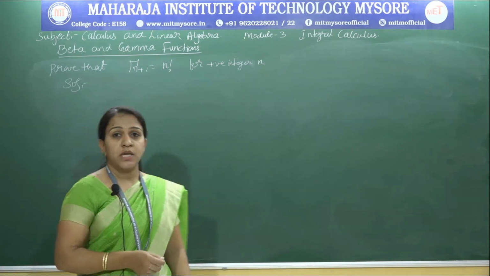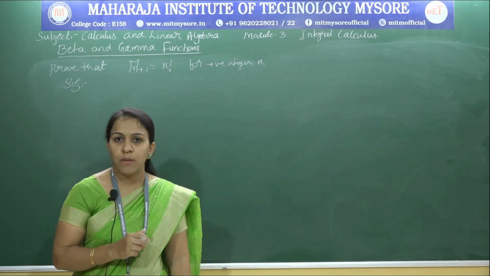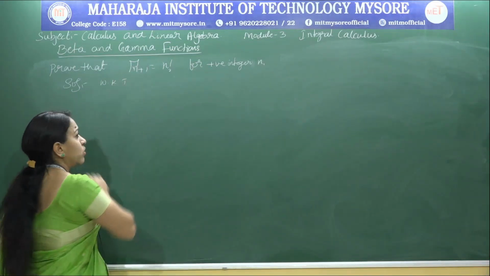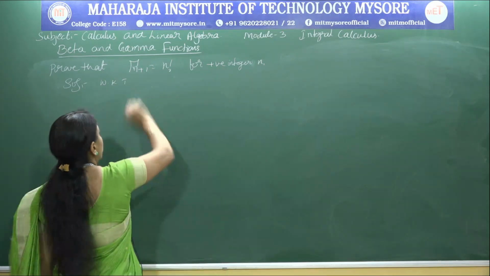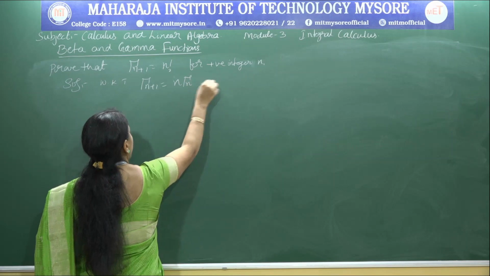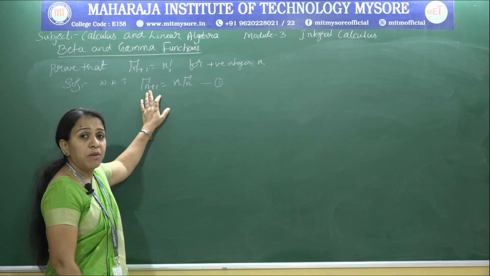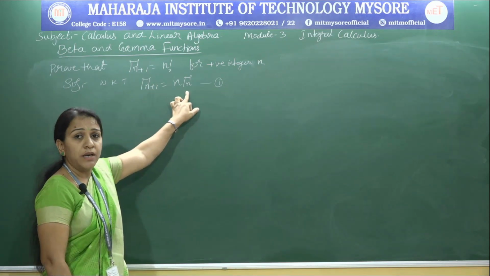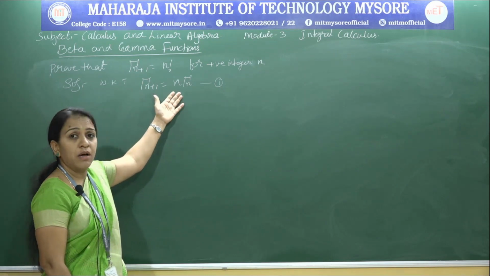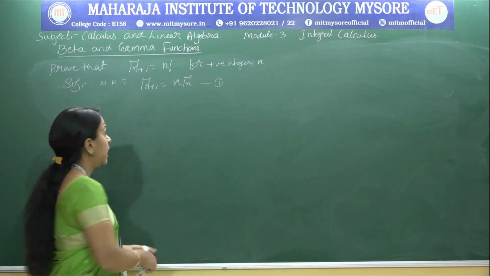Using the previous result, that is the second property, what we proved: gamma n plus 1 is n into gamma n. Using that I can obtain the result. We know that gamma n plus 1 is n into gamma n. I call it equation 1. So, if I am able to write gamma n plus 1 as n into gamma n, then what is gamma n, or what is gamma n minus 1, n minus 2? Let me find that.